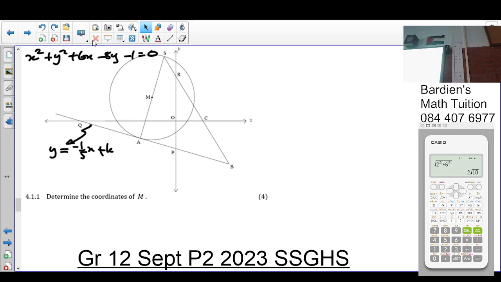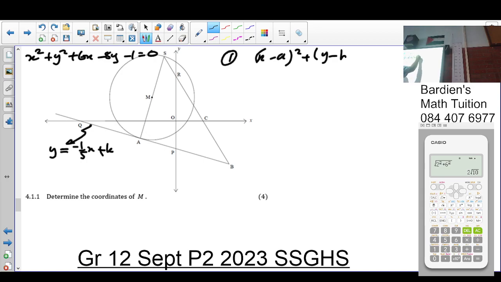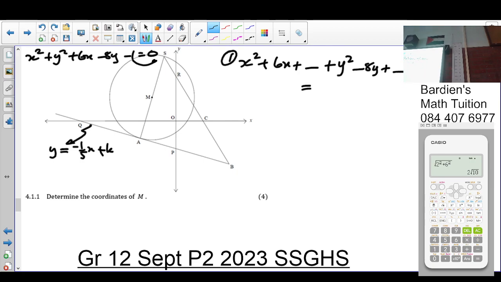So of course you must get the standard form of the circle in the form of x minus a squared plus y minus b squared is equal to r squared. Okay, that's the form you must get it in. So you're going to write x squared plus 6x plus a number to complete the square with, plus y squared minus 8y plus a number to complete the square with, equals. We take the negative 1 over the equal sign, it becomes 1 plus the first number plus the second number. So how do we work out this?